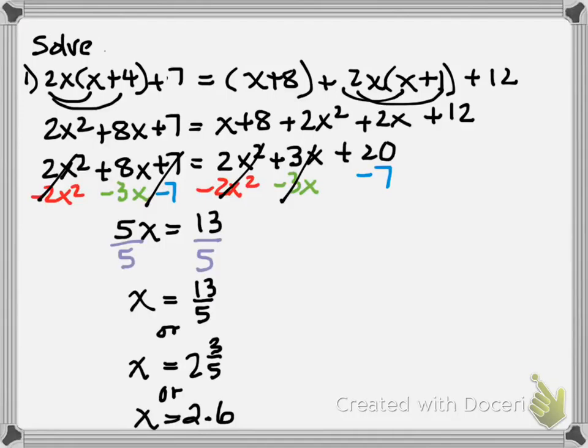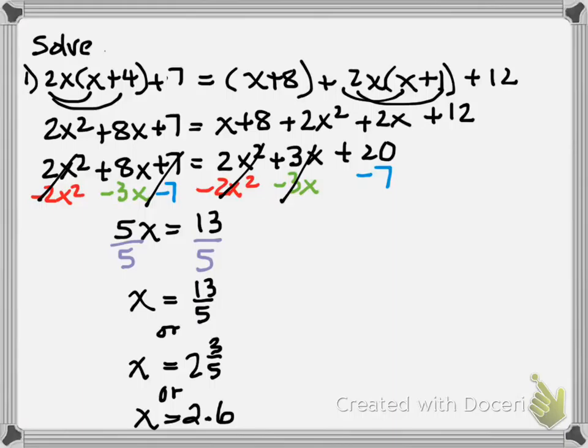So here we go. Magic of freezing. I distributed on the left side, got 2x squared plus 8x plus 7. I distributed on the right side, got x plus 8 plus 2x squared plus 2x plus 12. I simplified the right side. The left side was already simplified, so I ended up with 2x squared plus 8x plus 7 equals 2x squared plus 3x plus 20. And I chose to write it on the right side in standard form, okay?